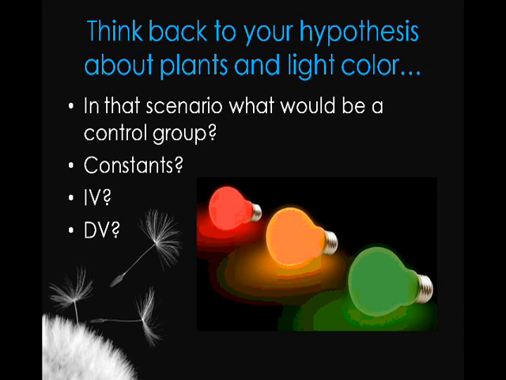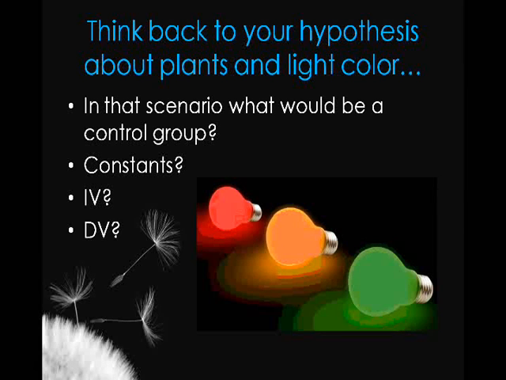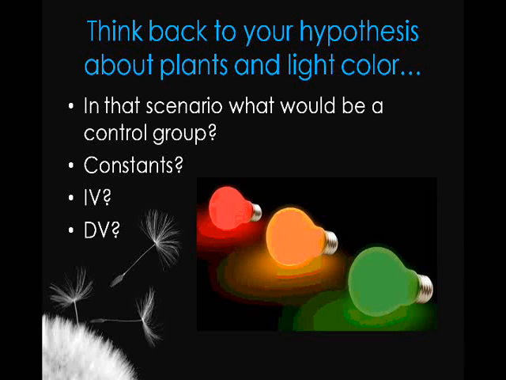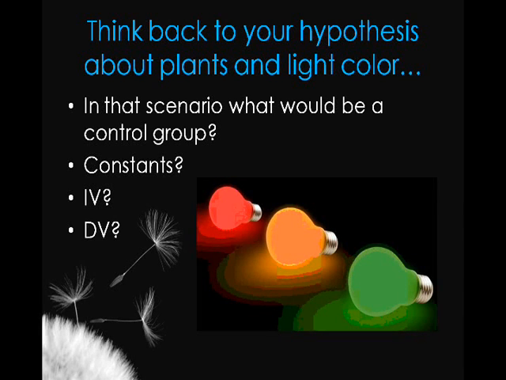In this scenario, the control group would be a fourth plant that had white light shining on it. This would be a group that we could use for comparison for all of the colored light. That way we could tell if the plant is growing taller because of the light or if it would have grown that height anyway.